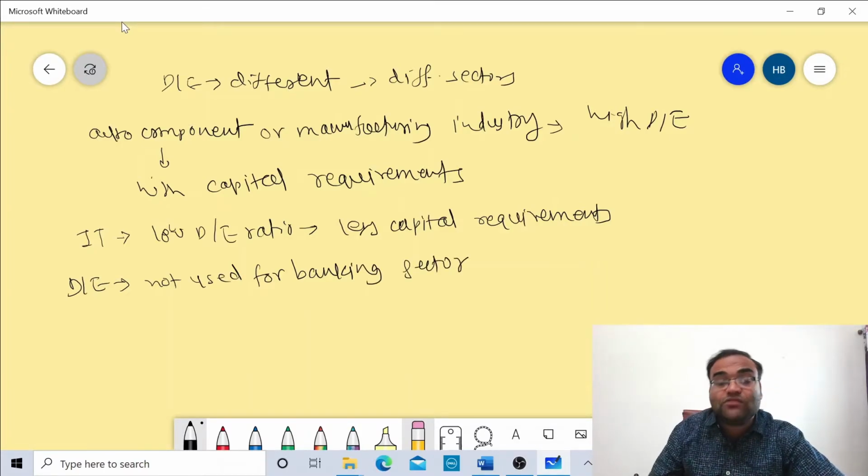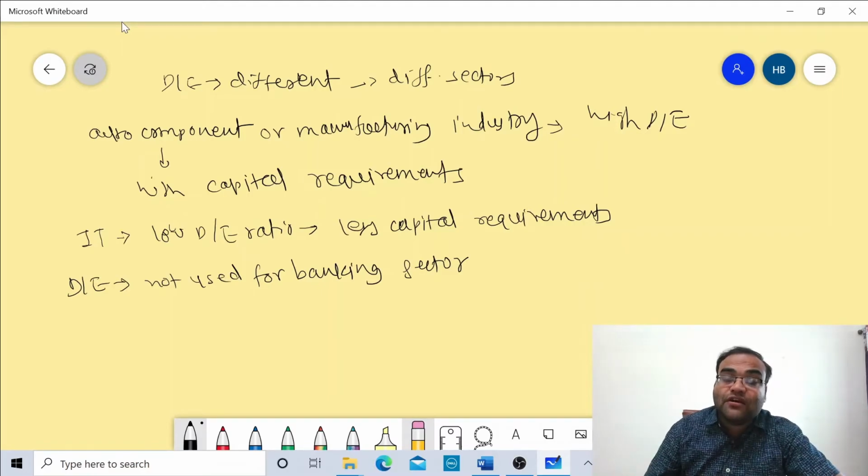Why is that? Because the business model of a bank depends on leverage. Banks take loans from the Reserve Bank of India and then distribute them to customers. So their whole business model depends upon borrowing. When there is high borrowing, you cannot use the D by E ratio to analyze such companies. So whenever we talk of banks for analysis, we do not consider the debt to equity ratio.